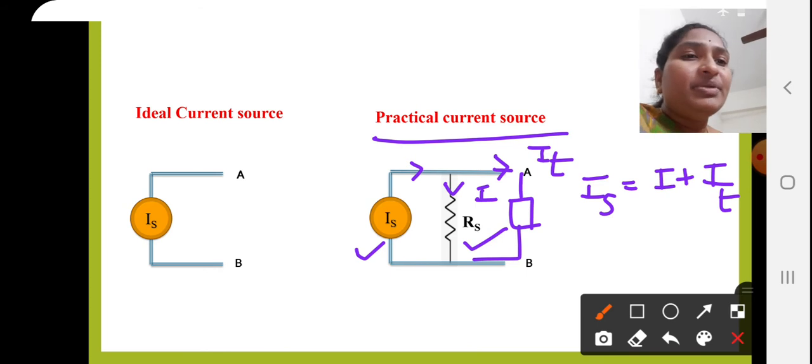So this is the expression for terminal current for a practical current source. Is is equal to I plus IL. This is the total current supplied by the source, which will be equal to the current flowing through the internal resistance plus the terminal current.